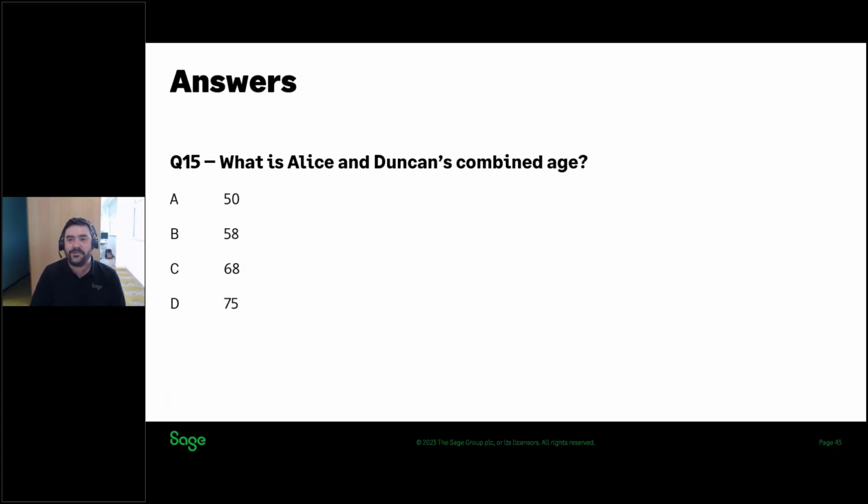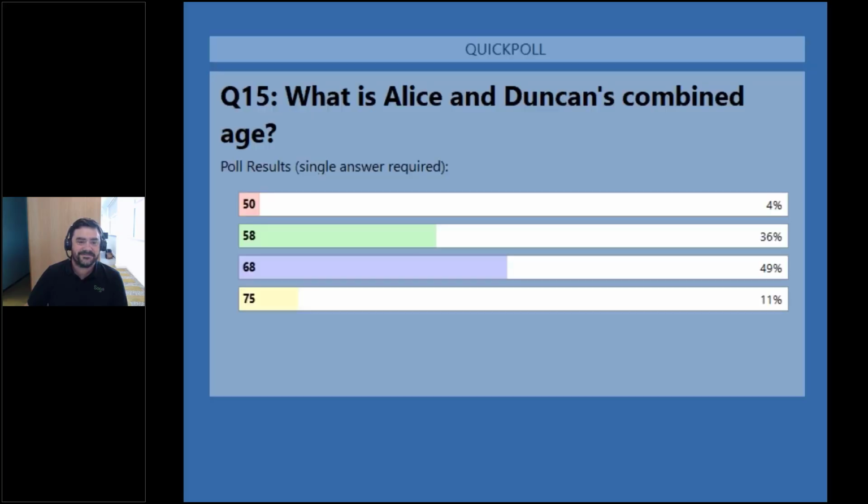And on to this last question, just for fun, what is Alice and Duncan's combined age? Let's have a look at what you thought. Okay, so we've got some flattering answers there, which is nice. 4% of you think that we are 50 years old between us. 36% are saying 58. 49% of you think we are 68. And 11% of you are saying 75.